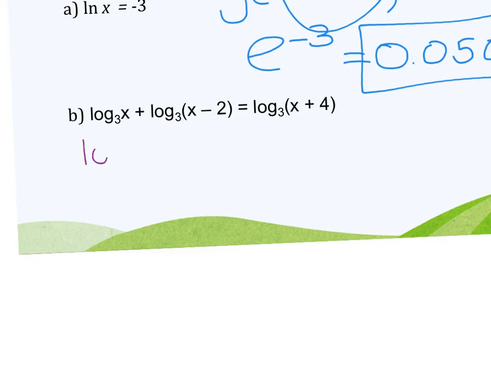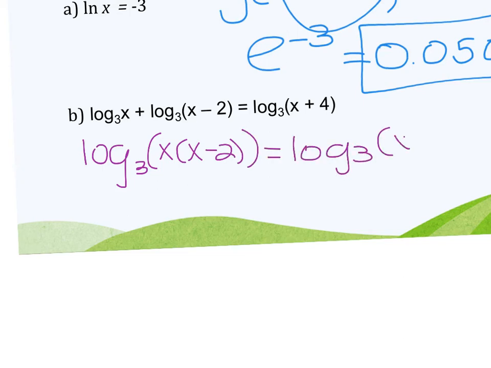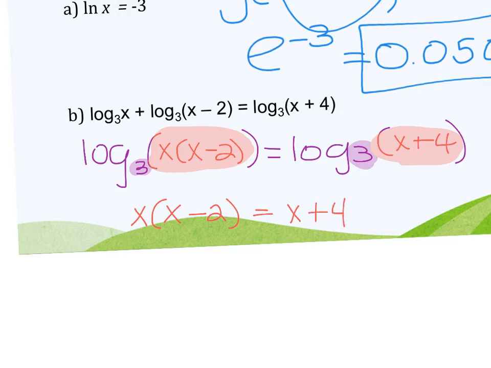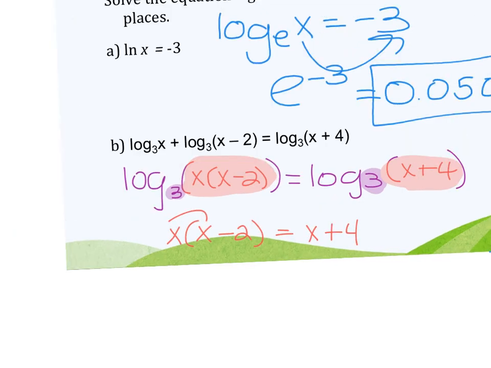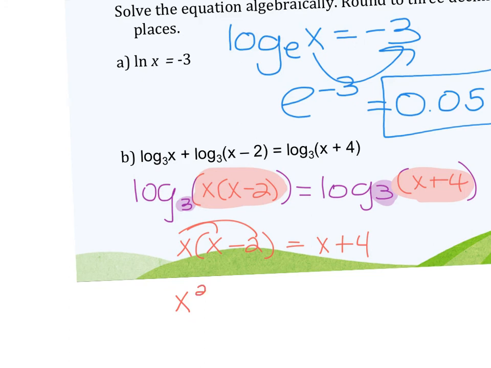Good, multiplication. So this is log base 3 of x times x minus 2 equals log base 3 of x plus 4. As long as the base is the same on the logs on the left and the right-hand side of my equal sign, I use the one-to-one property to set whatever's next to that log equal to each other. So this becomes x times x minus 2 equals x plus 4. Distribute this, and I get x squared minus 2x equals x plus 4.